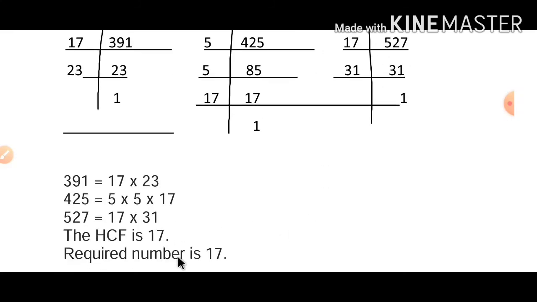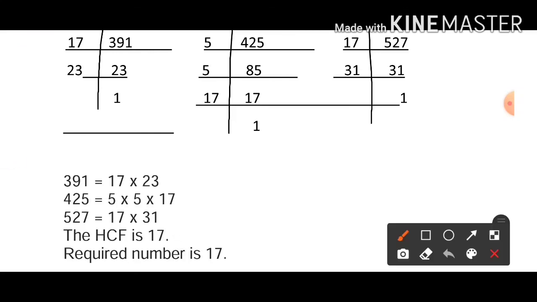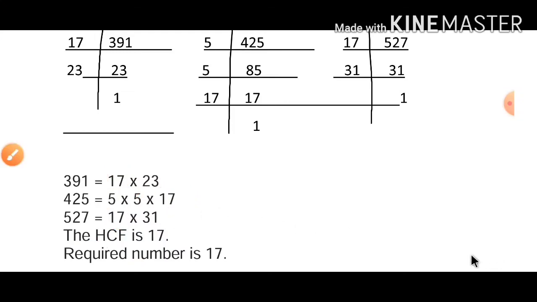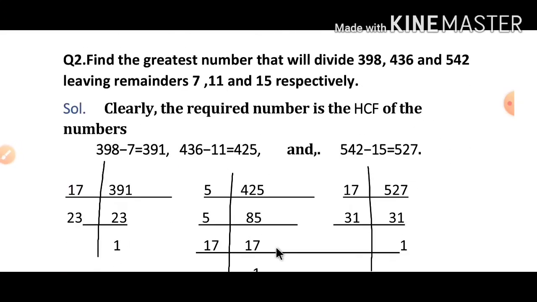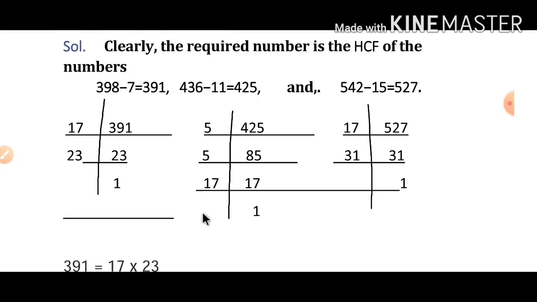Here we have to find its HCF, and HCF is equal to the highest common factor. So you can see that the common factor in all the three numbers is only 17. So the HCF is 17, or we can say that the greatest number that will divide 398, 436 and 542 is 17. We can check that.